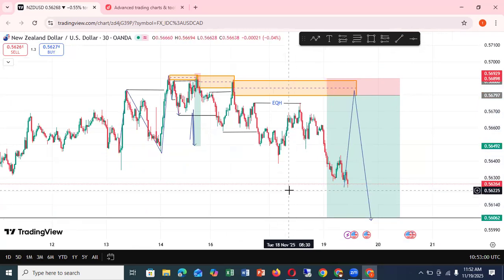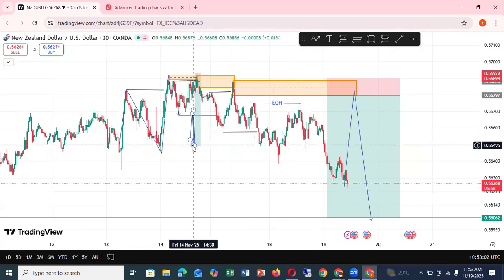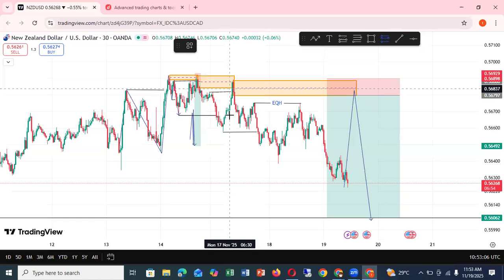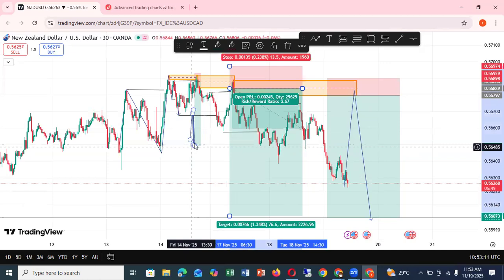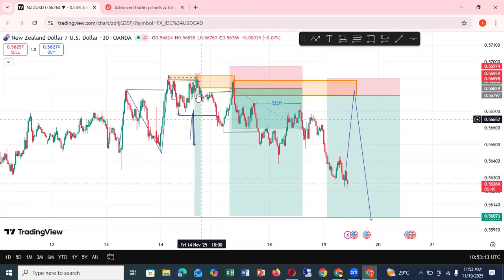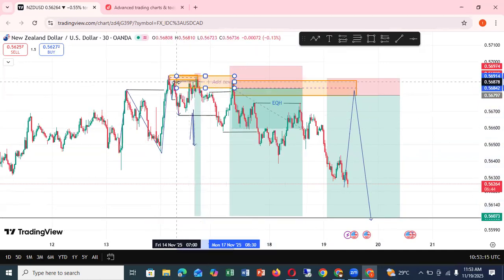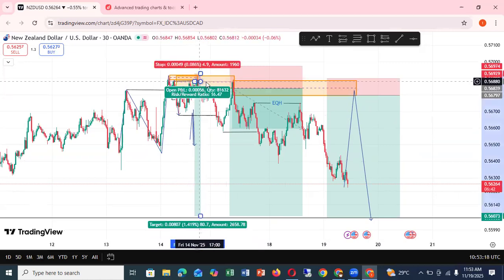So that's all: structure, liquidity, and your point of interest. This would have been your first clean setup, and this would have been your second entry based on the strategy we trade. Very simple concept. You can target this low. This one should come down to this point, somewhere around here.